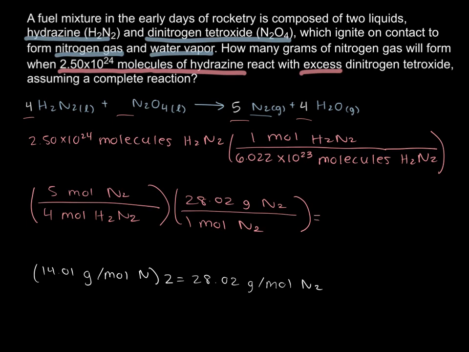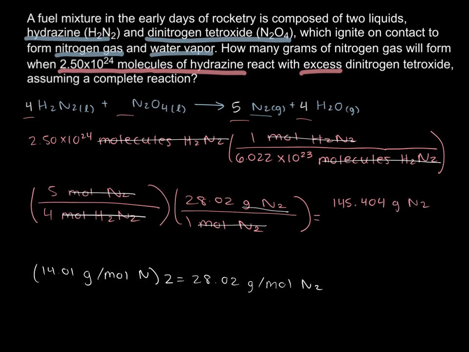Okay, so now we should be able to solve our problem. But first, let's make sure that all of our units cancel out. So we have molecules of hydrazine on the top and then molecules of hydrazine on the bottom, moles of hydrazine on the top, moles of hydrazine on the bottom, and moles of nitrogen gas on the top, and moles of nitrogen gas on the bottom. Okay, and that's leaving us with grams of nitrogen gas, which is what we are looking for in the problem. So doing out the math, we should get 145.404 grams of nitrogen gas.